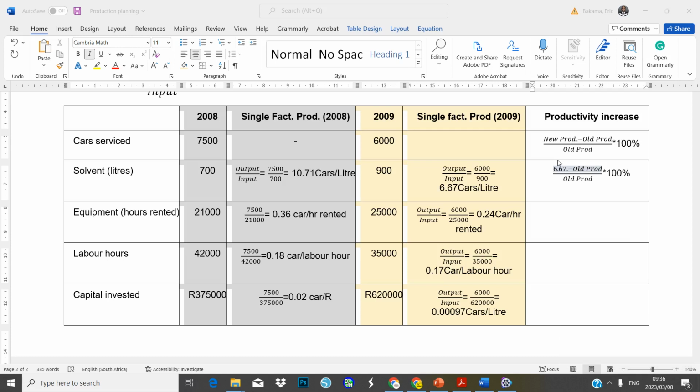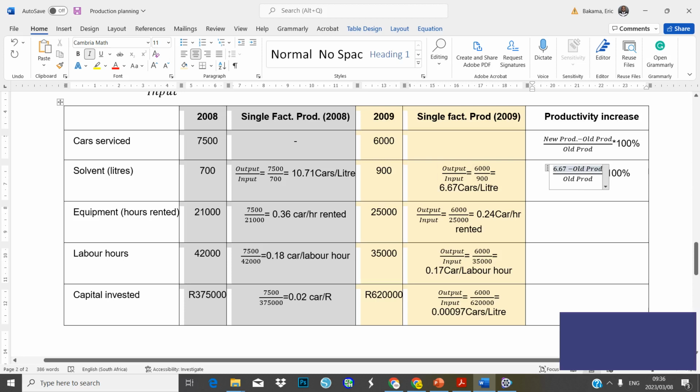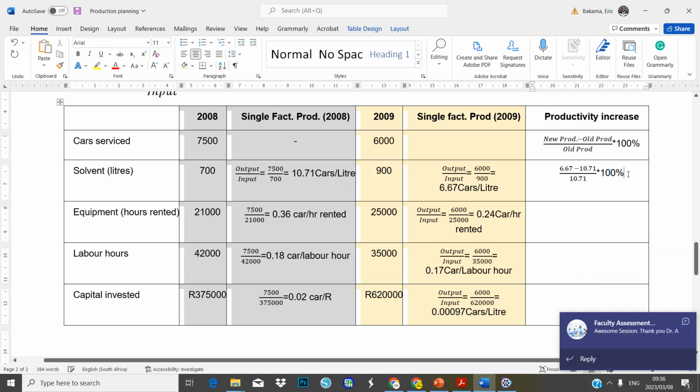So I was saying we have 6.67, which is actually the new productivity, because it comes from 2009. We will compare it with the 10.71, which is the old productivity, which we will divide by the old productivity again. So the old productivity will still be 10.71 in this case. Whatever value we get, we multiply it by 100 so that we can get the productivity change.